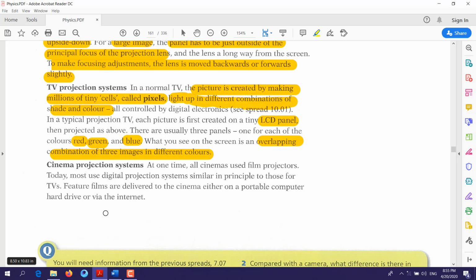But nowadays, what they use is a digital projection system, which is similar to the TV. It's the same principle. There are pixels, and there are LCD panels. These panels have the three colors, red, green, blue. They light up in a specific combination, and then it shows the image on a screen.